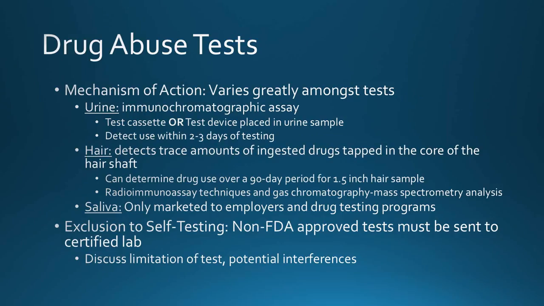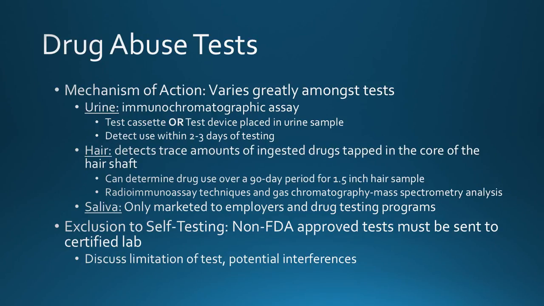The mechanism of action for these tests will vary based on the type of test. There are two different tests. The first is a urine test, which is an immunochromatic assay, the same type of test result as a pregnancy test. There are different types of tests, which can be a cassette or a little device placed in a urine sample, and these are good for detecting drug use within 2 to 3 days of testing. So they're going to test sporadic, occasional drug abuse that's more in a social type of arena.